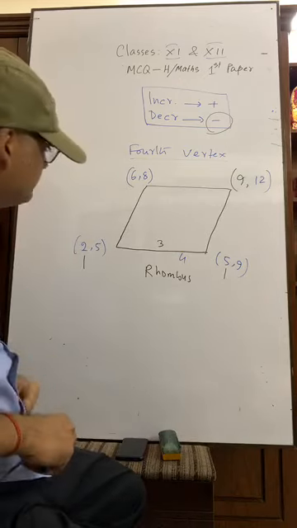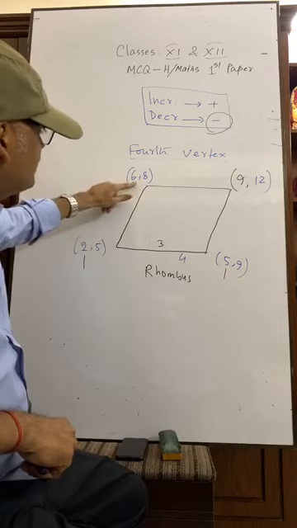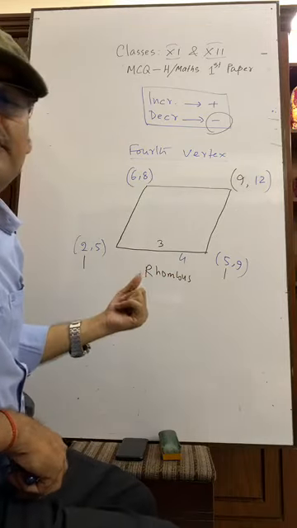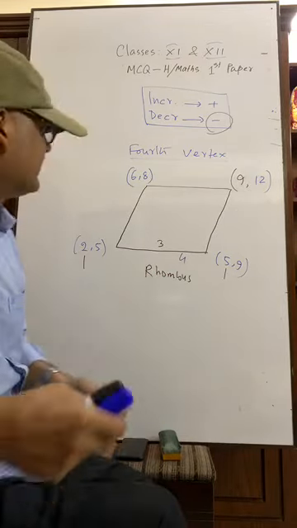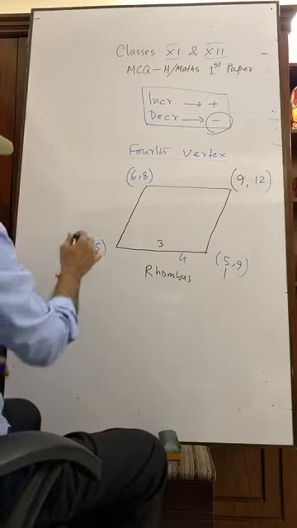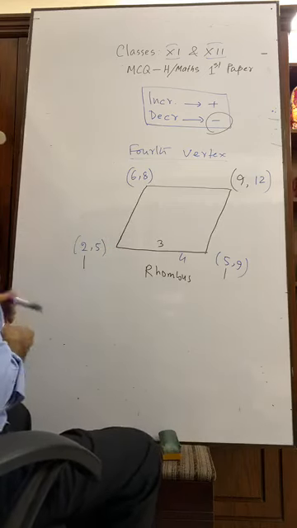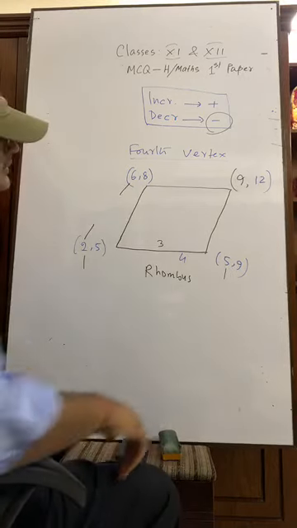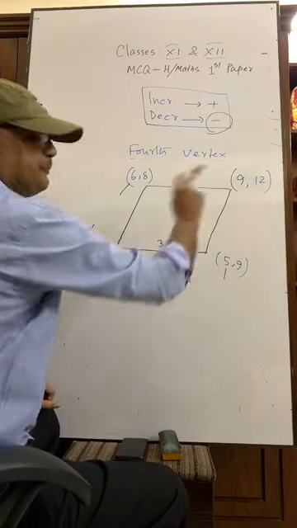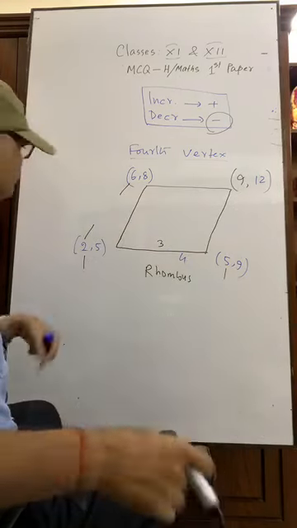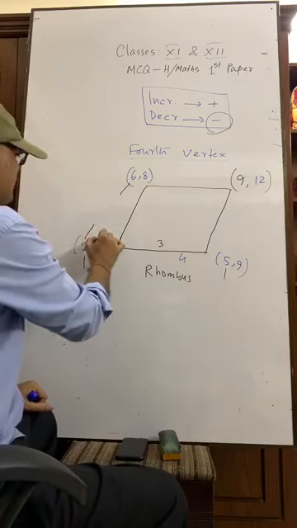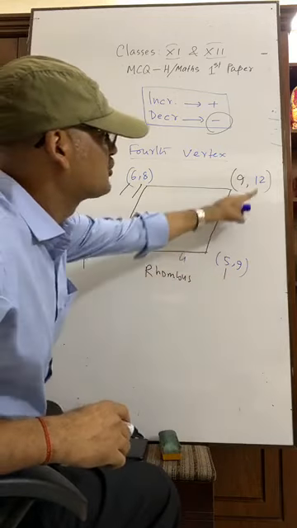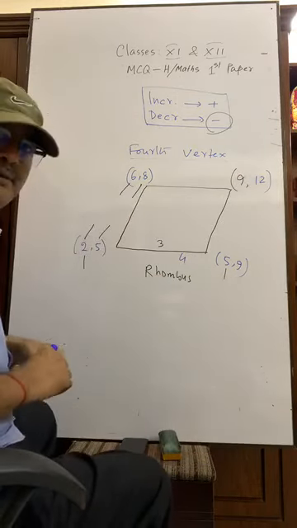Interesting fact is that its midpoint: 6 plus 5 by 2, 11 by 2. It is also 2 plus 9 by 2, that is 11 by 2. And another most important thing, please see. Distance of these 2 and 6 is 4. 5 plus 4 equals 9. Again, distance of this 5 and this 8 equals 3. 9 plus 3 equals 12. I think you have got it.